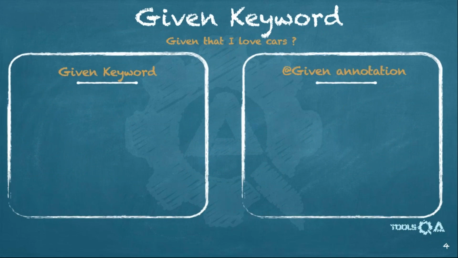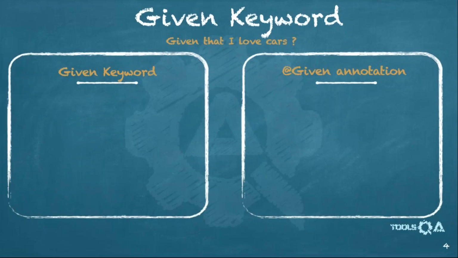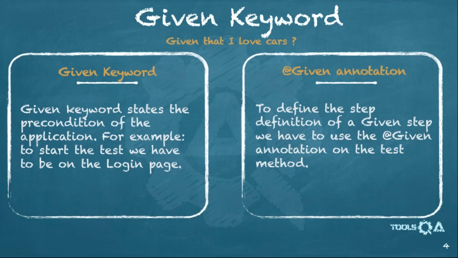So the given keyword is basically your first step, which defines the precondition of the application. So if I go back to the notepad, the first step where you navigate to the login page becomes your given keyword. Right, simple as that. So in Cucumber, given represents the step which is the precondition step. Okay, so in the slide we are just mentioning exactly that. We are saying here that the given keyword states the precondition of the application.